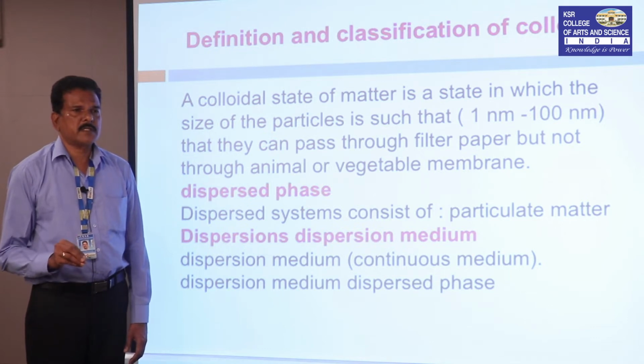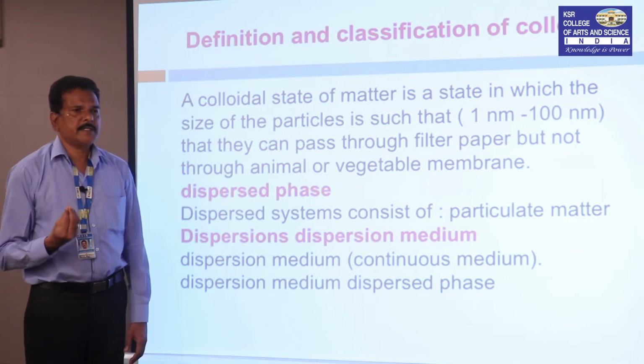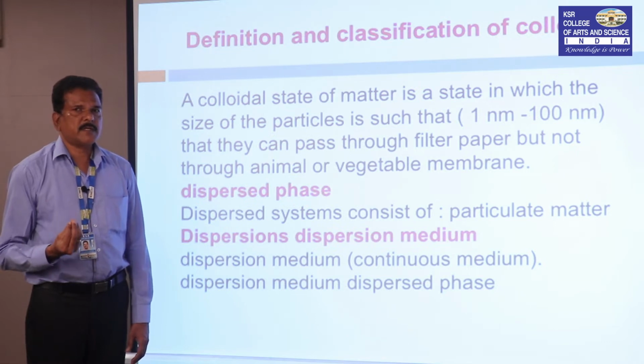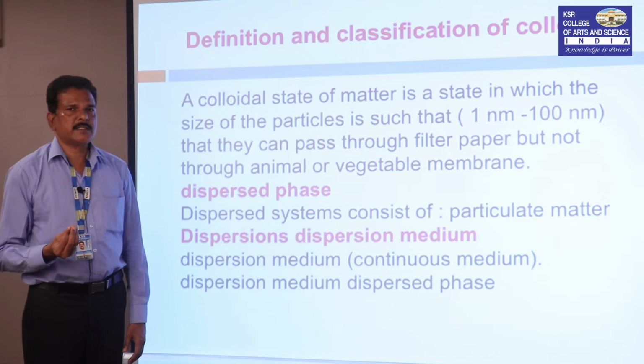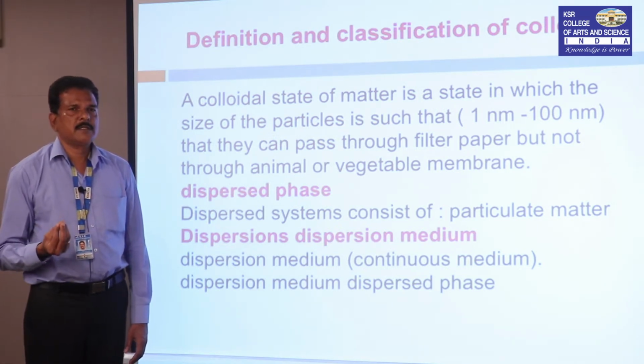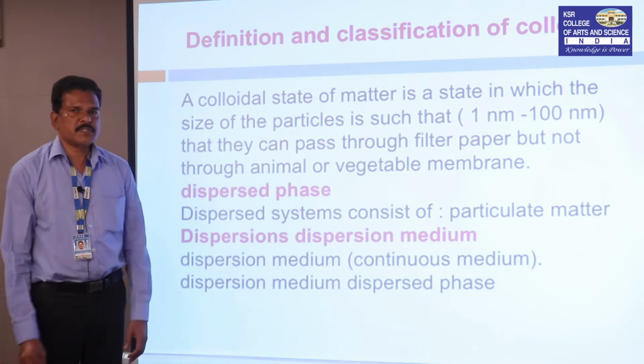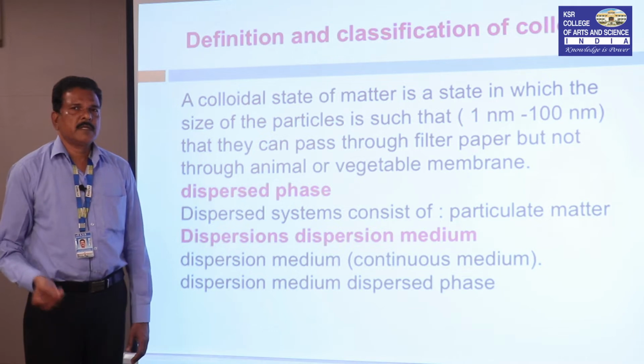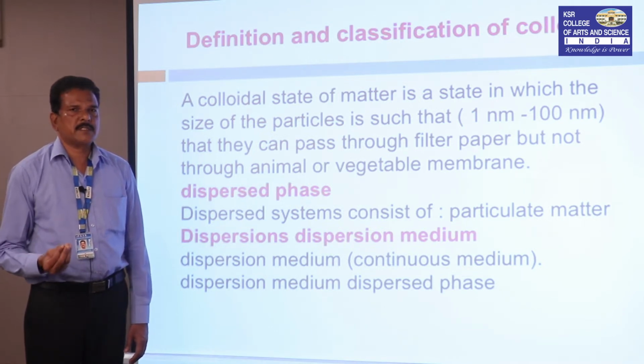The dispersed phase has minute tiny particles and the particle size is between 1 nanometer to 100 nanometer. If the particle size is less than 1 nanometer, then it is said to be a true solution. If it is greater than 100 nanometer, we can say that is a suspension. Then the dispersion medium. The dispersion medium is the continuous medium, that is the solvent. Generally we can say that is water.